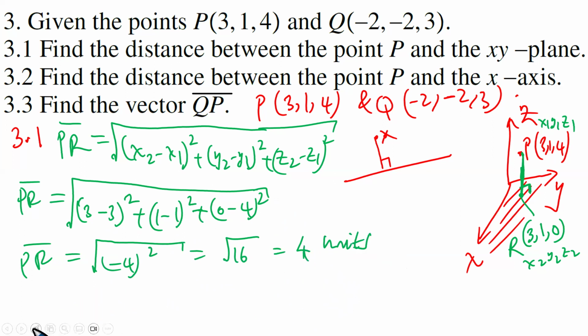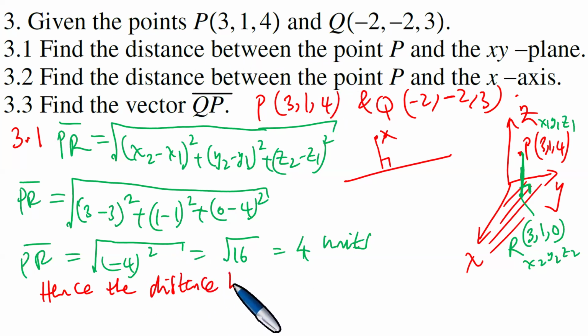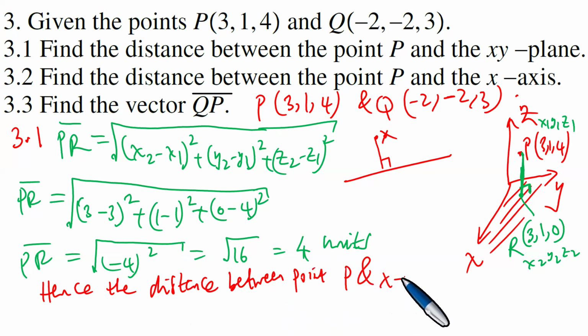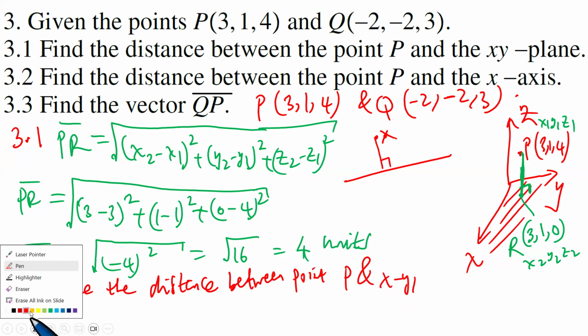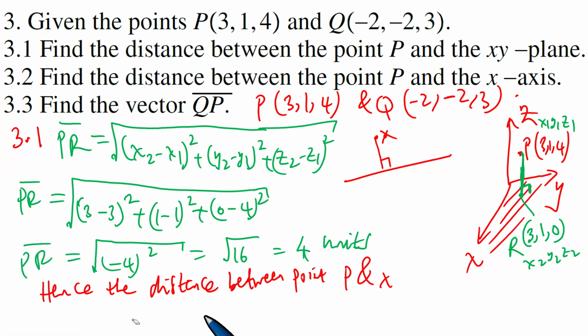And we're then able to say, hence the distance between point P and the XY plane. What is this distance? The distance between P and the XY plane is 4 units.